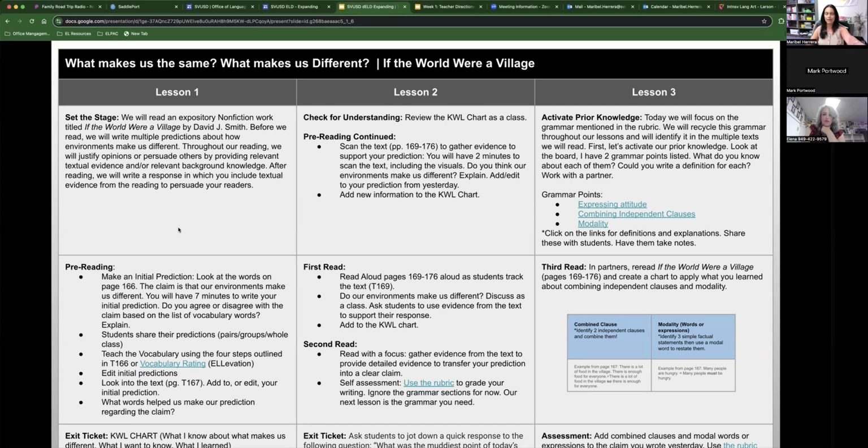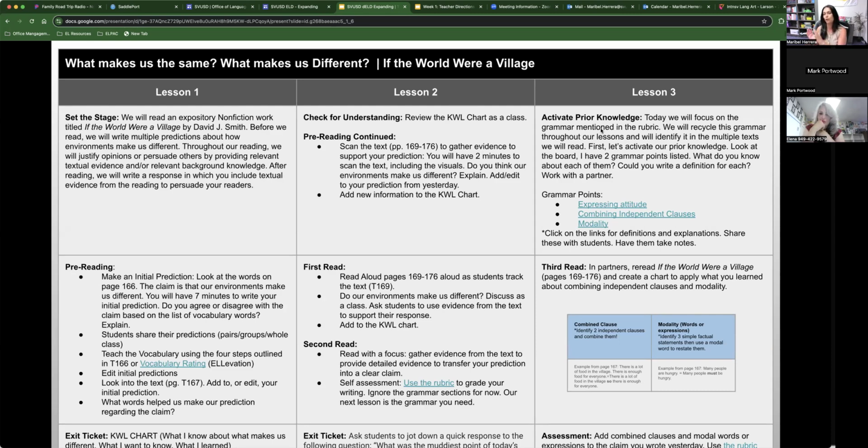What I mean is that every lesson 1 of a new unit or a new text sets the stage. Then there's pre-reading. Then there's an exit ticket. Then lesson 2 will always be a checking for understanding with continued pre-reading. Then there's going to be a first read, then a second read, then an exit ticket. And we're letting you know activities and ideas for how to do the first read and how to do that second read. And then lesson 3 for every text will always activate prior knowledge.